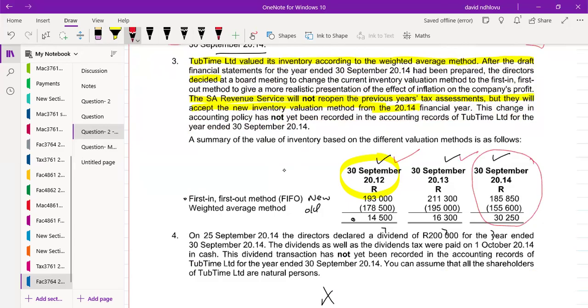So Tina, we are now in 2013 because we are showing 2013. We are going to now use the FIFO. But SARS is saying they are not going to make the change in the prior year. They are going to stick to the what? To the weighted average method. So what does it say?